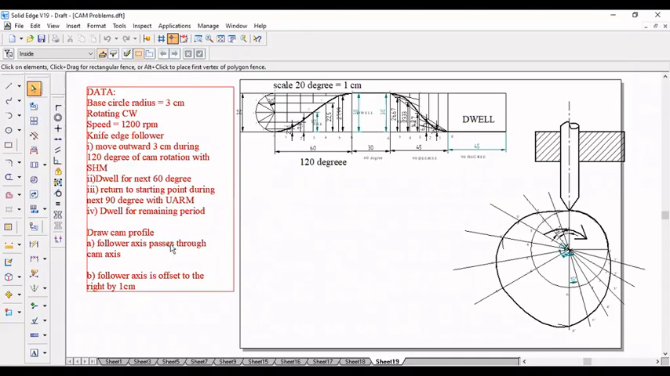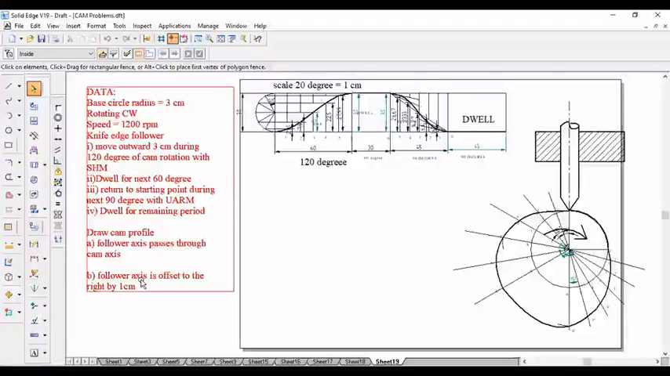In this lecture, we will explain for this sub-question that the follower axis passes through the cam axis. For this question, whatever steps are required, we have explained those steps. Now, for the second sub-question, the follower axis is offset. So, what is the offset method? What are the procedures? What are the steps involved in the offset method?